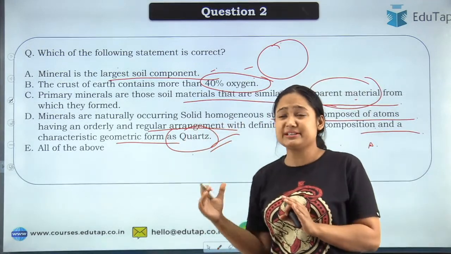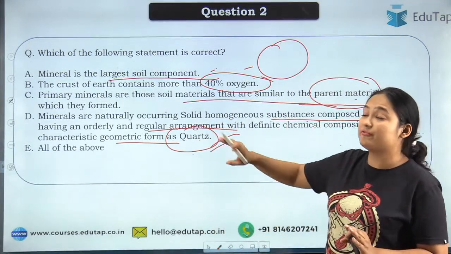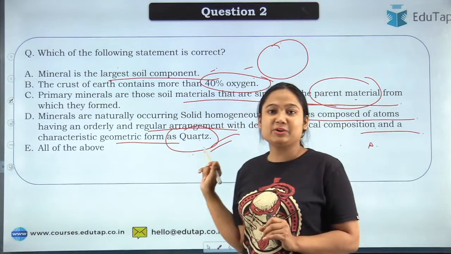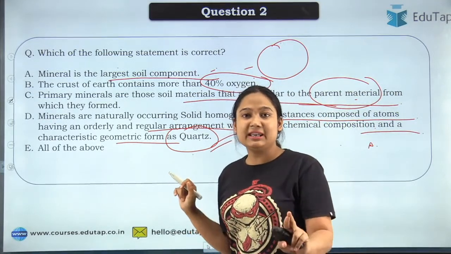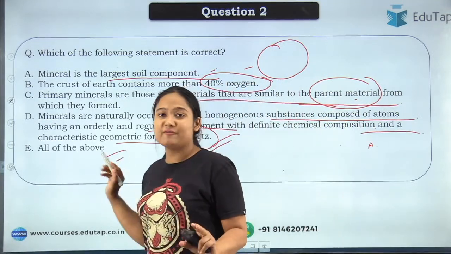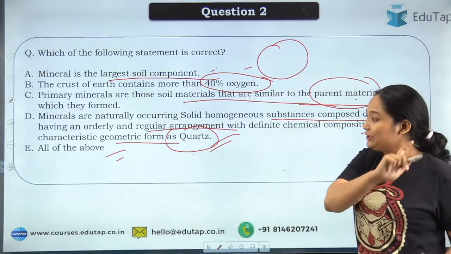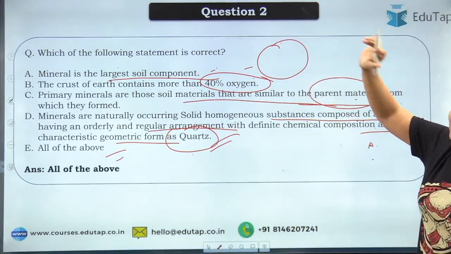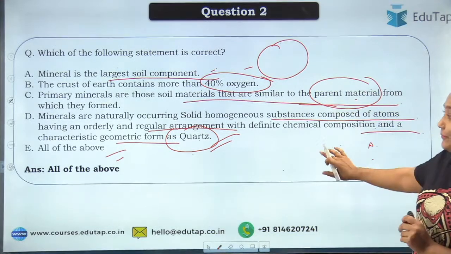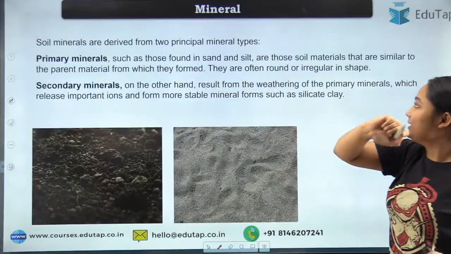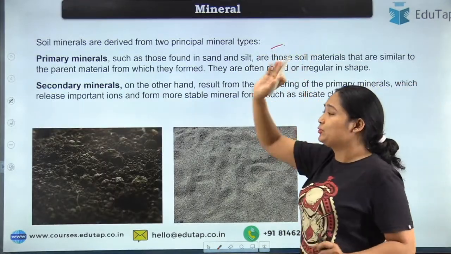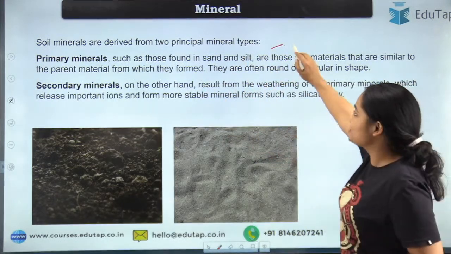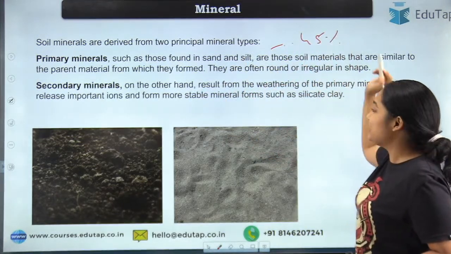So that you can understand, we will not further discuss the definition of the mineral itself. Everybody till now is going with option E, that is all of the above, and that is absolutely correct. Very good. So 2 out of 2 marks for question 2. I commend you for that. Moving to the mineral part, we have discussed the definition. The largest portion is the mineral. We have discussed it is 45%.